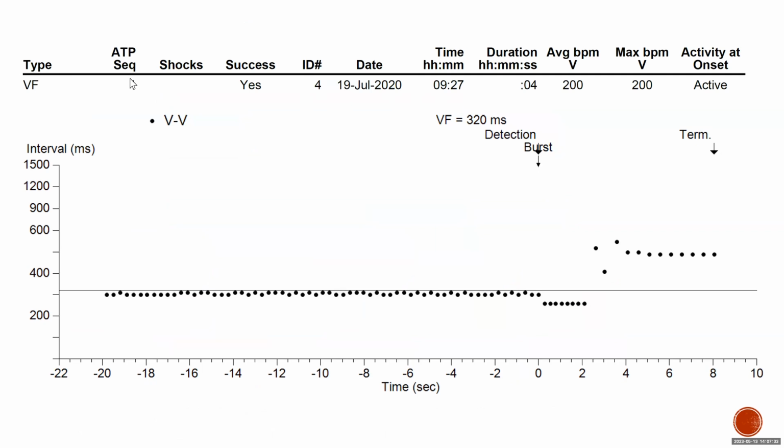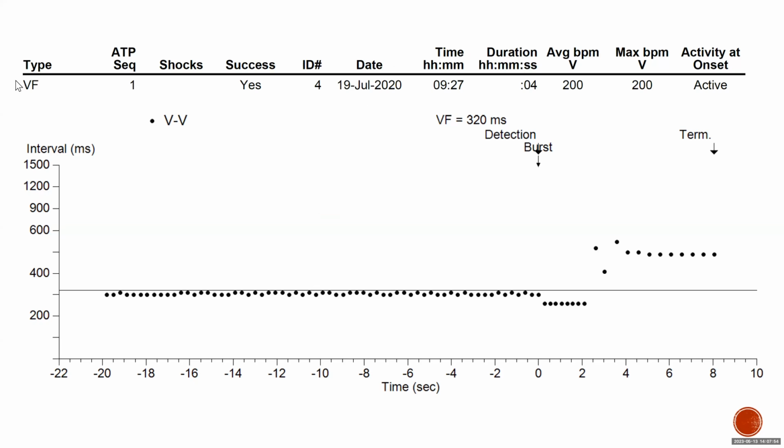ATP is anti-tachycardia pacing, exactly. Which means the device, before giving a shock, will try to pace faster than the ventricular rate to terminate this tachycardia before it gives a shock. So it's painless. So this is what it tells you.